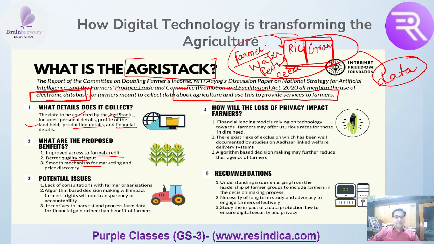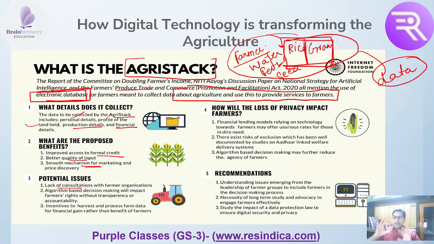But the thing is that there is a lack of consultation with farmers regarding this, because farmers are in crores, and it requires a lot of work to reach the farmer, understand their problems, and find out what type of things they are doing. So we need to be very transparent in all this, then only will this AgriStack concept be able to properly reach down to the farmer.